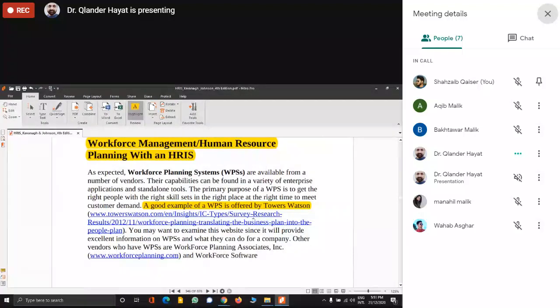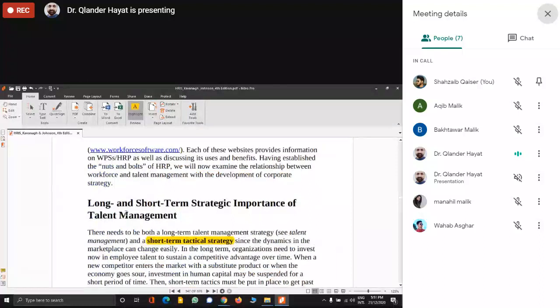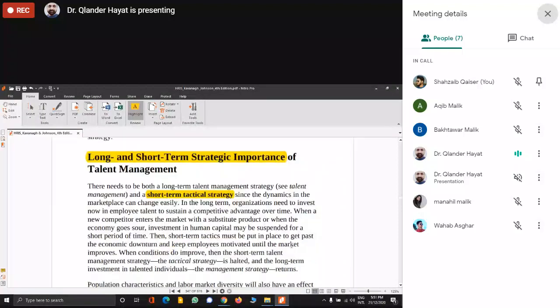Now, what are the long-term and short-term strategic importance of talent management? Okay, when we talk about the short-term importance, that is related to the tactical strategy of the organization. And when we talk about long-term talent management, that is related to the strategy of the firm.